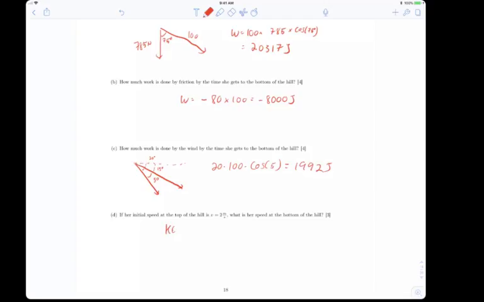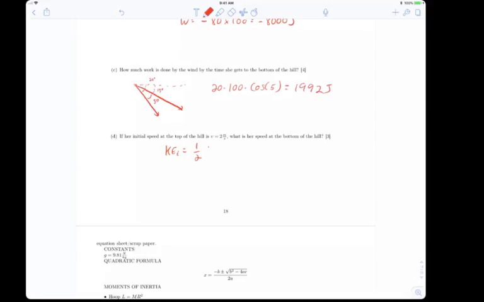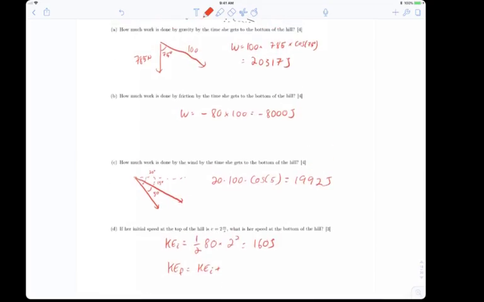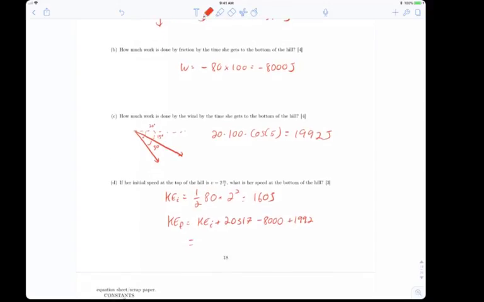All right, kinetic energy initial. It's going to be 1 half times her mass, which is 80. Nancy's heavy. Times 2 squared. So that's 160 joules. KE final is the initial kinetic energy plus all the work done: 160 + 203.17 + 1992 - 8000 = 14469, equal to 1/2 80 v squared. So v is equal to that times 2 divided by 80, square root. Answer 19.0 meters per second, which is way too fast.